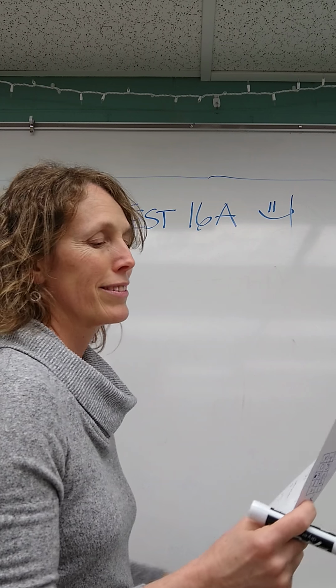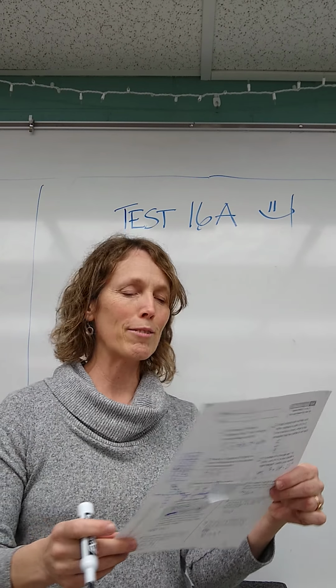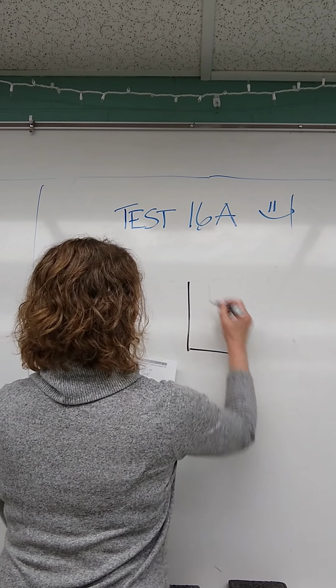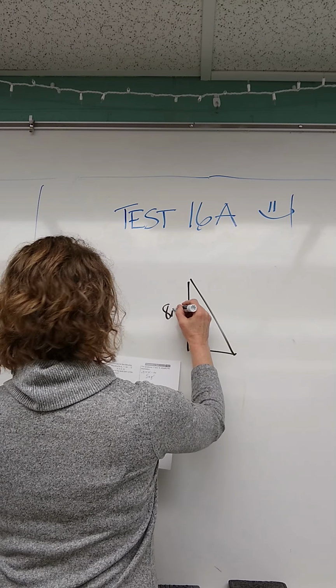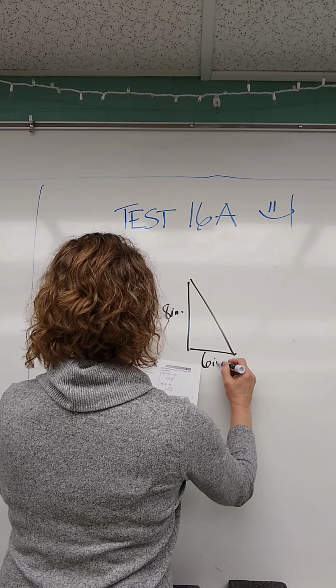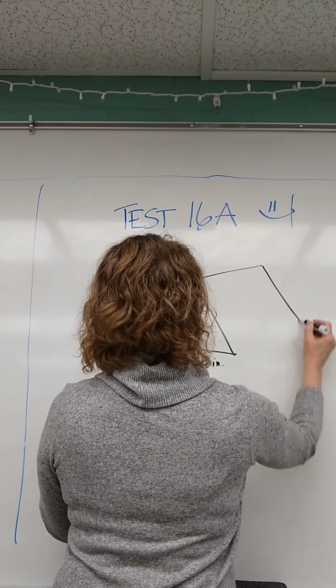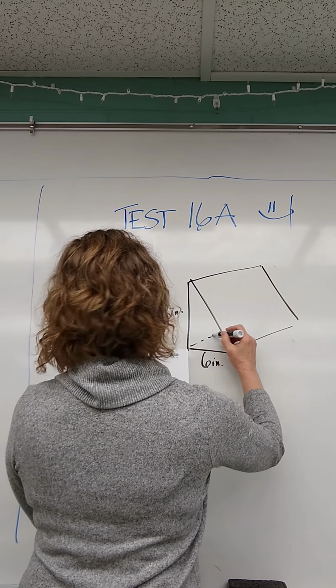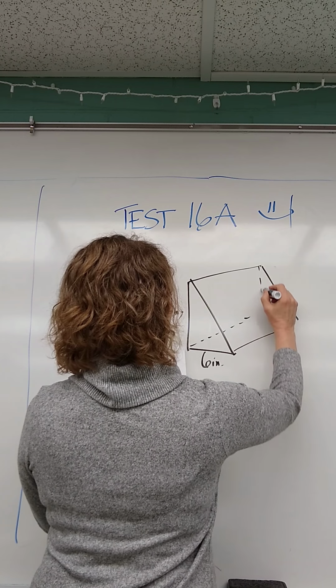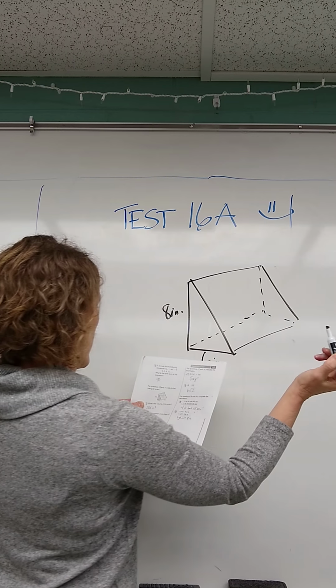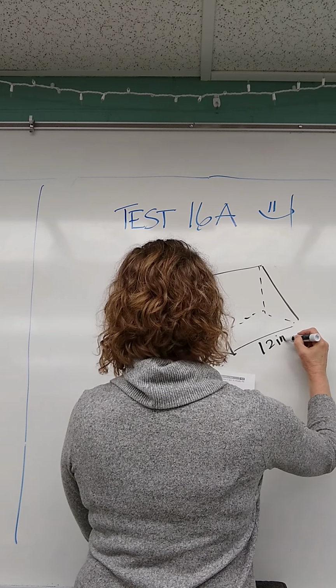Oh, that was number 12. Sorry. Number 13. What is the volume of the prism? So we have this, 8 inches. We have 6 inches. Kind of looks like this, something like that. And this length is 12 inches.